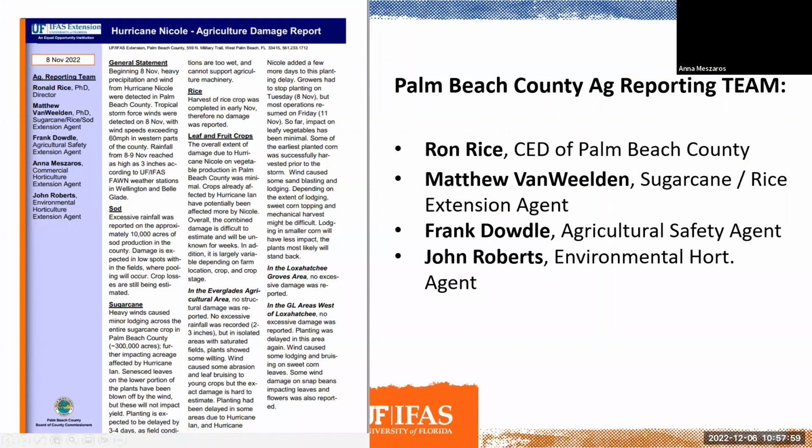So even when I'm doing my little report, I try to break down Palm Beach County, because we have a team leading: Ron Rice and Matt Van Wilden, who is the sugarcane and rice extension agent, Frank Dowell and John Roberts, who is the environmental horticulture agent. His job may be a little bit easier. He's working with the nurseries. I'm working with the fresh vegetable producers, which is always a little bit more sensitive.